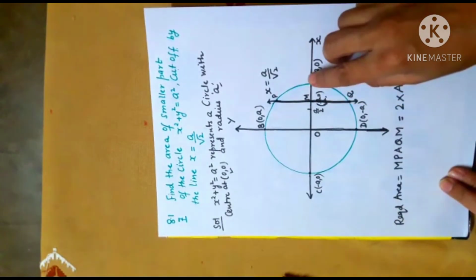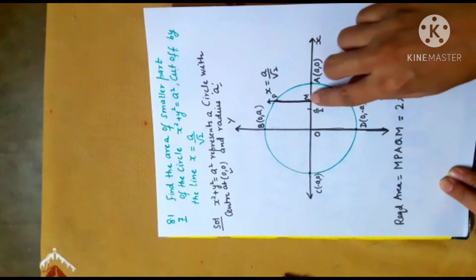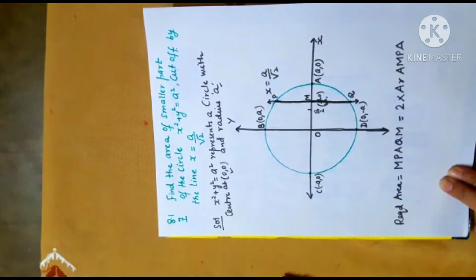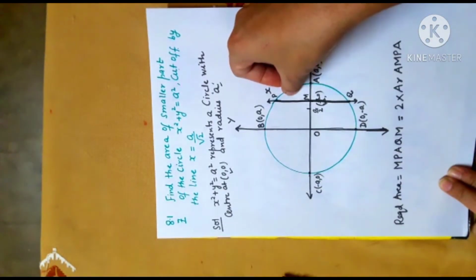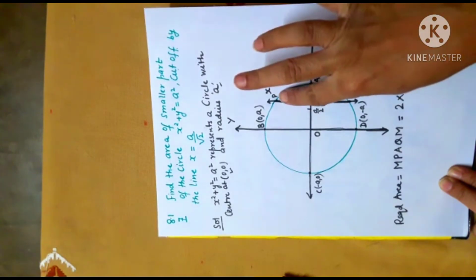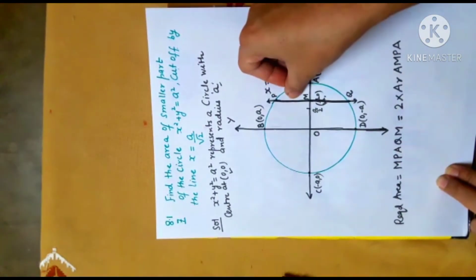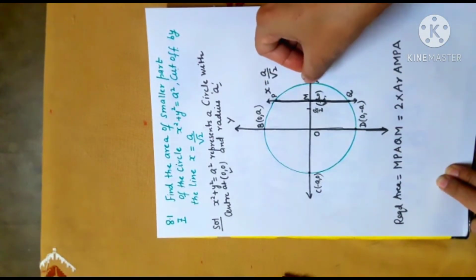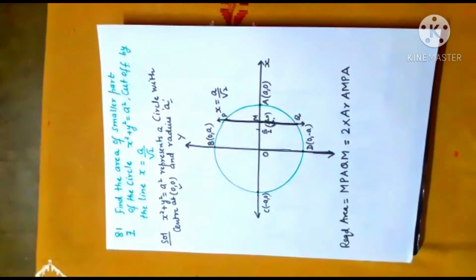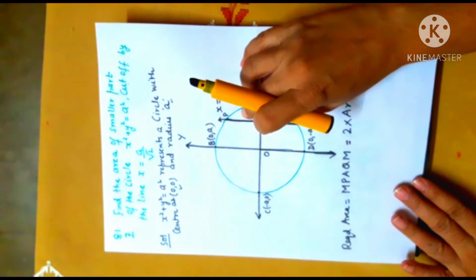That is MPAQM, this whole part, right? Now by symmetry, area of this part will be equal to area of this part. So can I say that this whole area will be equal to twice the area AMPA. So now I need to compute the area of this region, right?